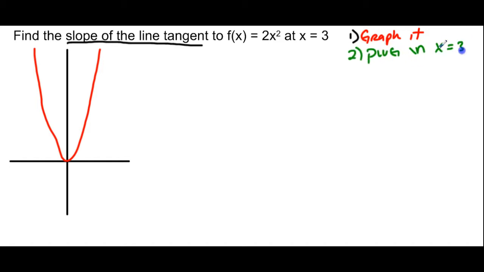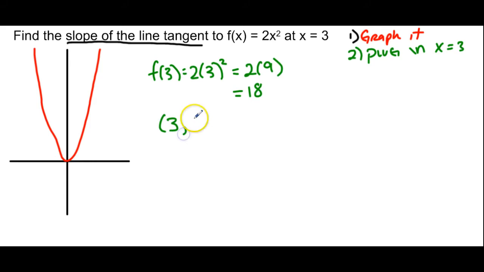The second thing I want you to do is plug in x equals 3. So if we plug this in, we have 2 times 3 squared, which is the same thing as 2 times 9, which is 18. So what that means is at x equals 3, we have a y value of 18. So let's do 1, 2, 3. That goes all the way up to 18 right there.